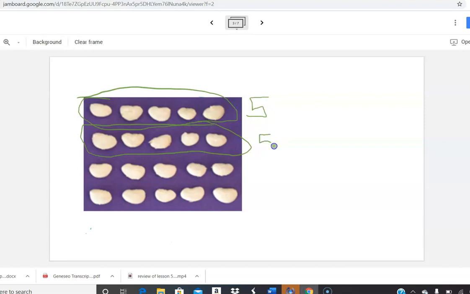5. And what about the next row? We have 5. In the last row, also we have 5. How many rows do we have? 1, 2, 3, 4. There are 4 rows of 5. What would our repeated addition sentence look like?